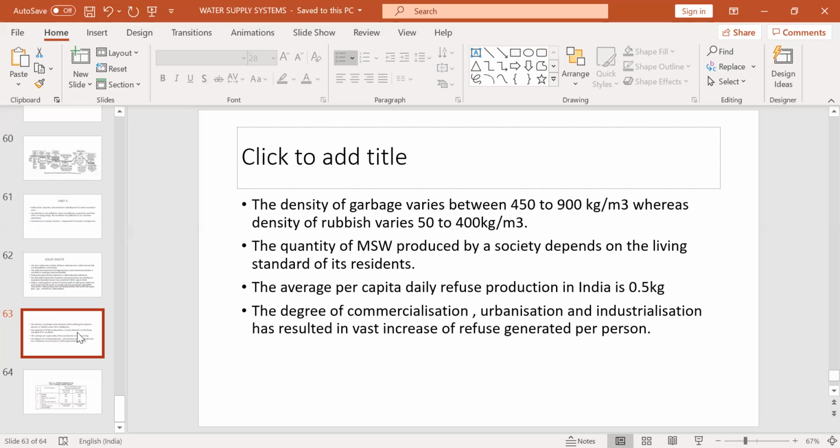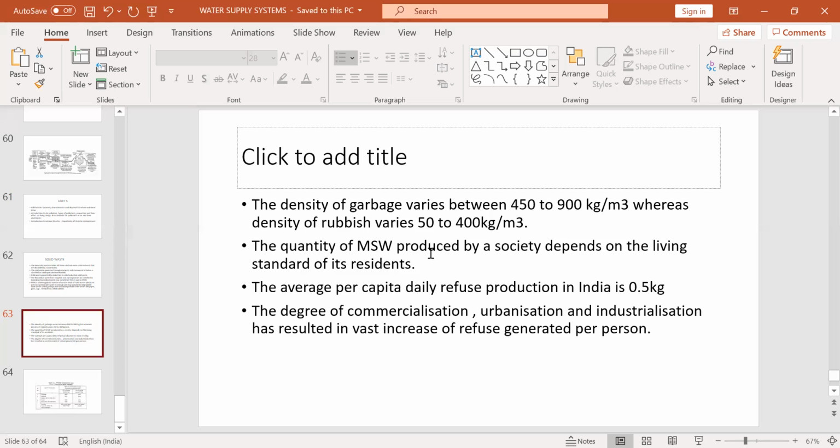Now, as we have discussed garbage and rubbish, the density of garbage varies between 450 to 900 kg per meter cube, whereas the density of rubbish varies between 50 to 400 kg per meter cube. As you can see, garbage, because of its biodegradable nature, with more oxygen-containing, carbon-containing, organic substances, has a higher density. It is denser, so it is heavier. Of course, garbage is heavier than rubbish.